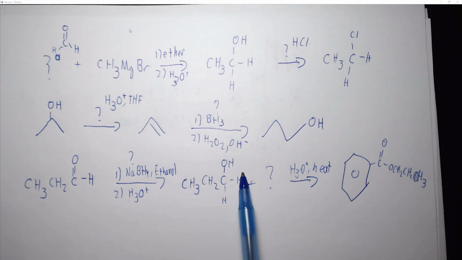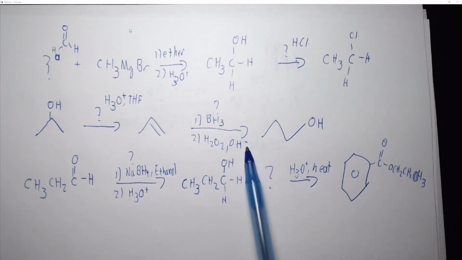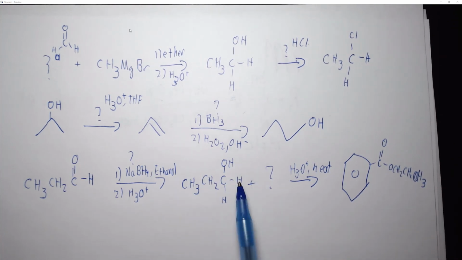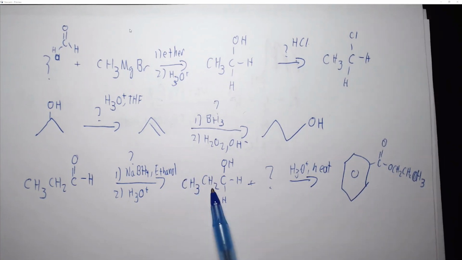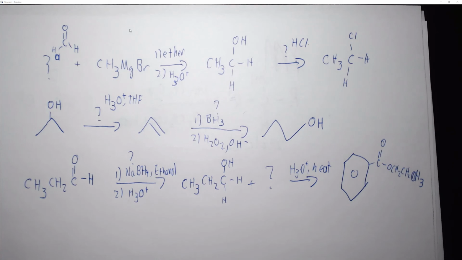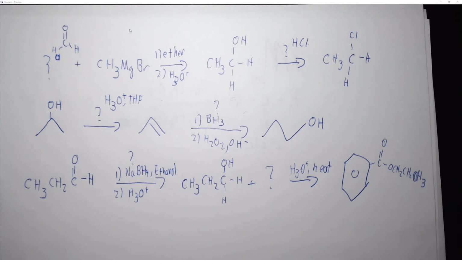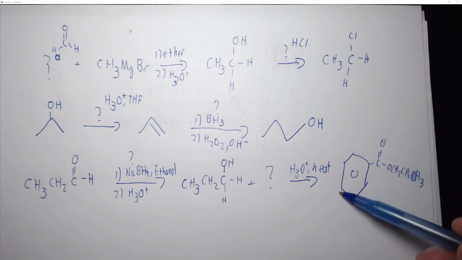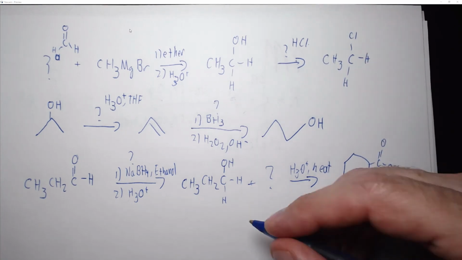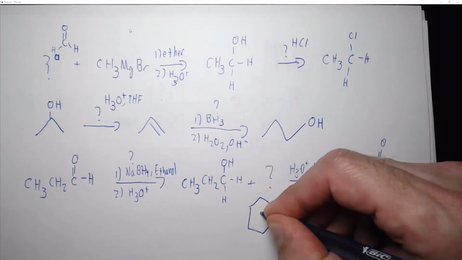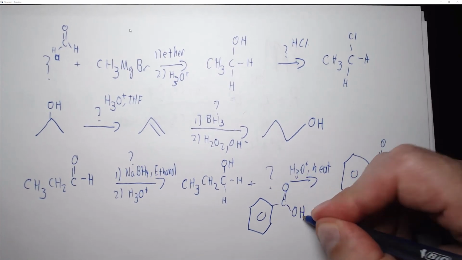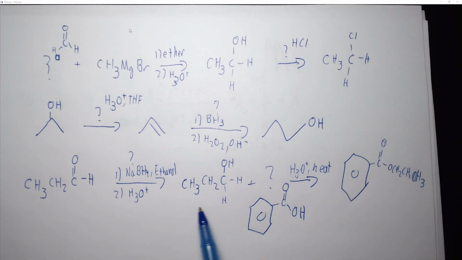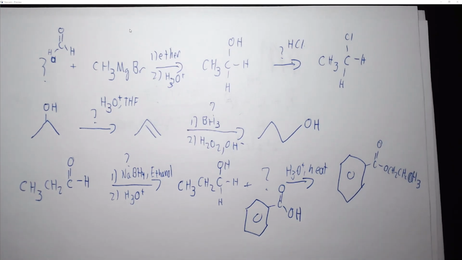We now have this alcohol, and we need to add something to it in order to make an ester. Alcohol plus something yields ester. This is a Fischer esterification. And the thing we need to add is a carboxylic acid. That carboxylic acid needs to contain this ring and the C double bond O, but it also needs to be a carboxylic acid, so we put the OH. So if we add these two together, we will make this one.